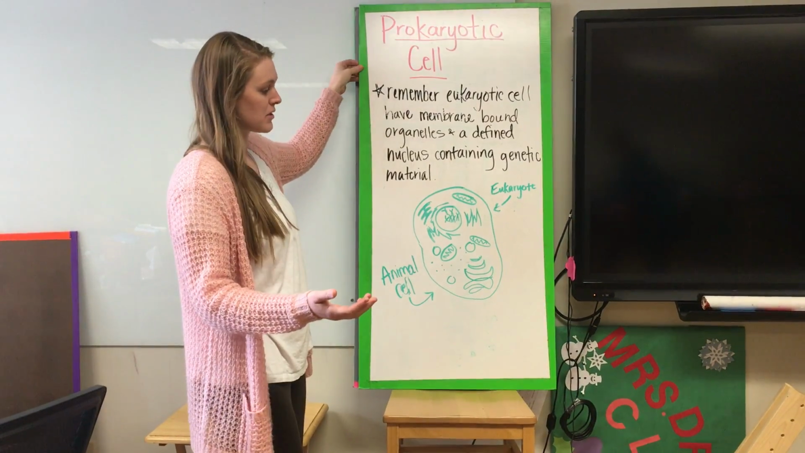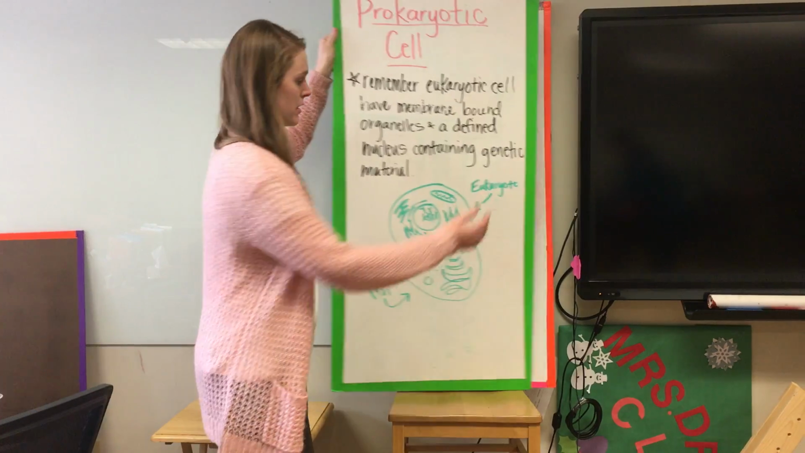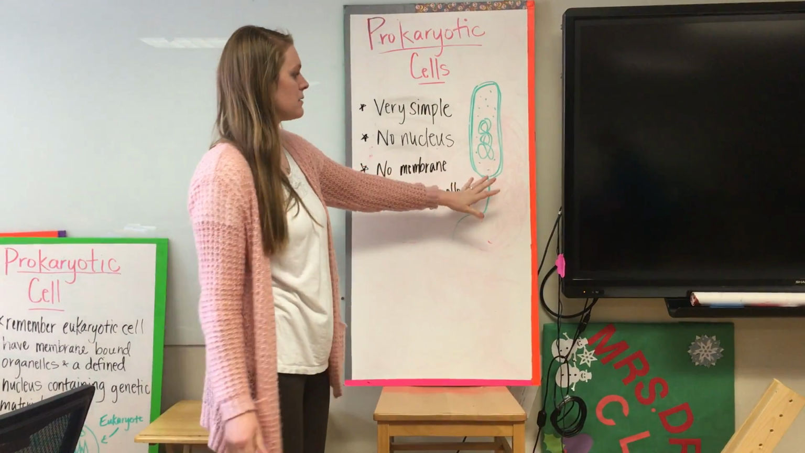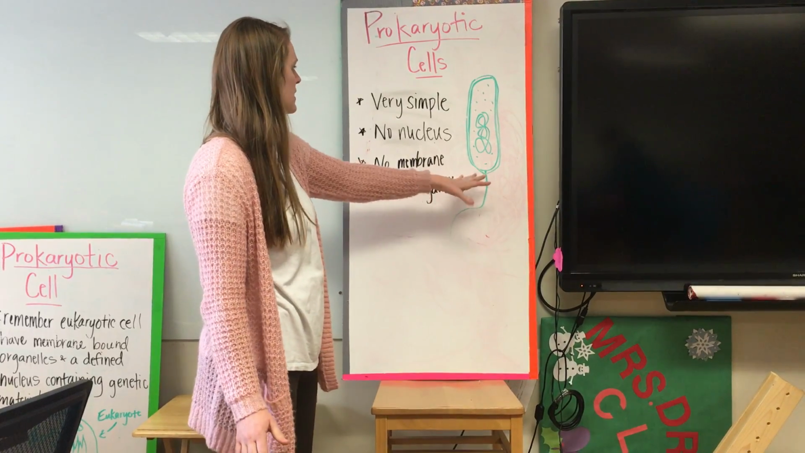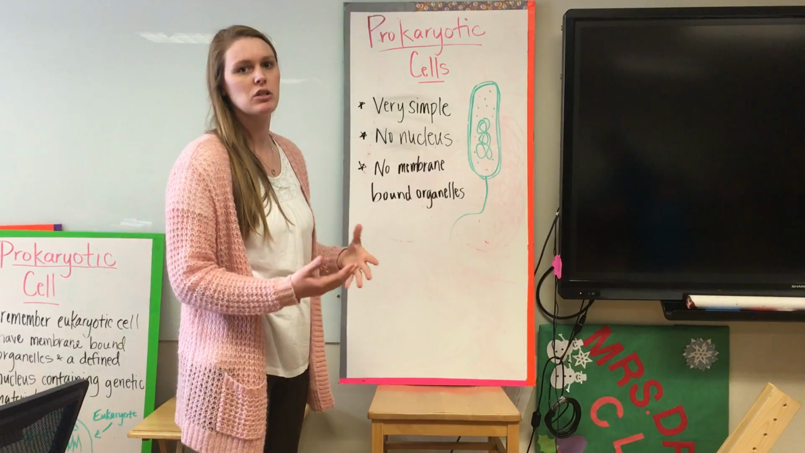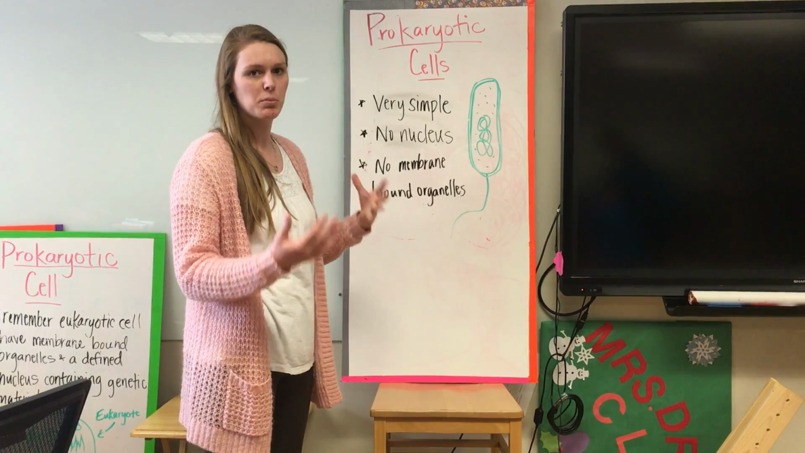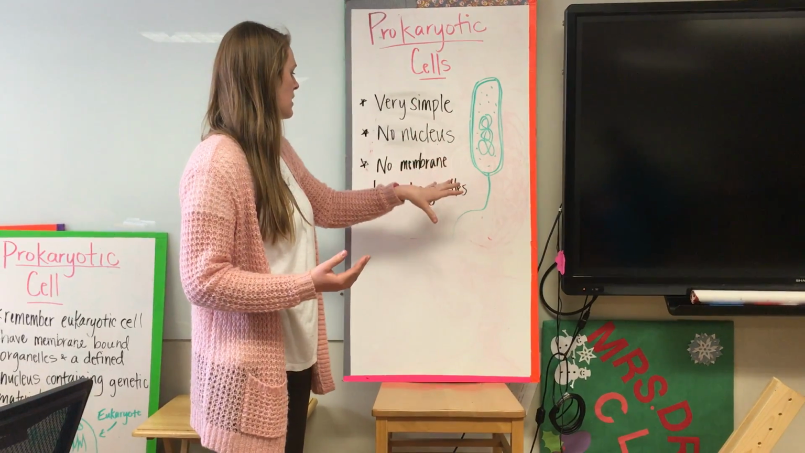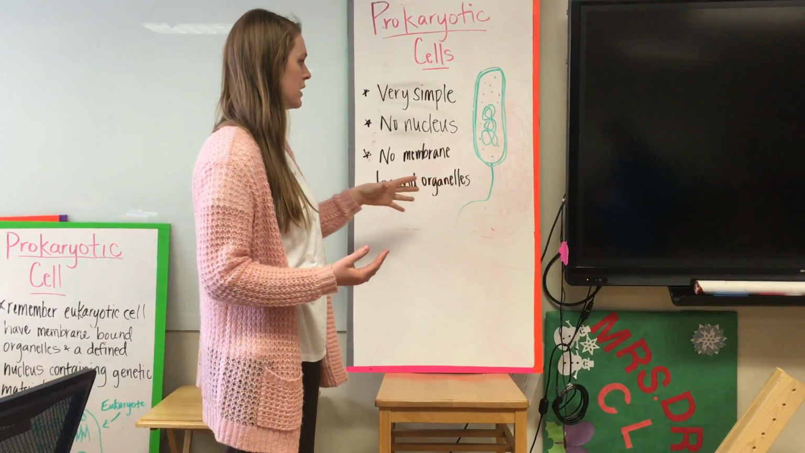So prokaryotic cells are different from eukaryotic cells that we already talked about. Prokaryotic cells can vary in the way they look, but here's an example. They're very simple. They don't have all the fancy organelles like the nucleus, the endoplasmic reticulum. They have no nucleus. They have no membrane-bound organelles.